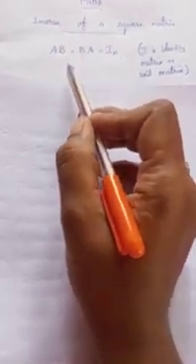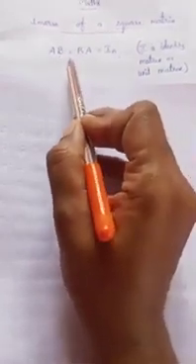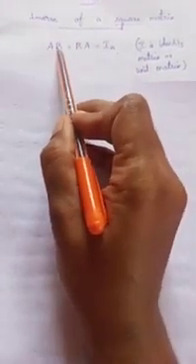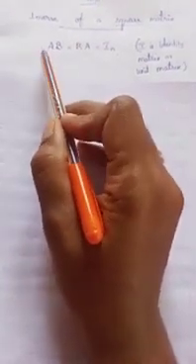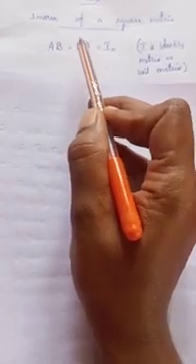A into B equal to B into A equal to I n, where I is the identity matrix or unit matrix. We know what an identity matrix is, right? Now, let A be a square matrix of order n, and B is also a square matrix of order n. If AB equals BA equals I n, then we can say B is the inverse of A, or A is the inverse of B.